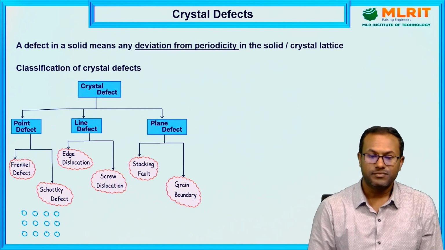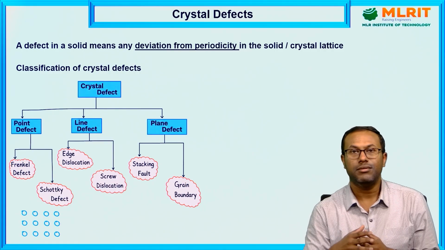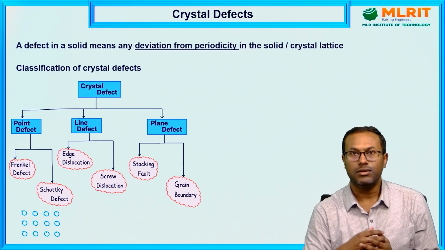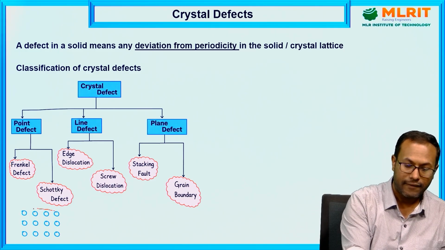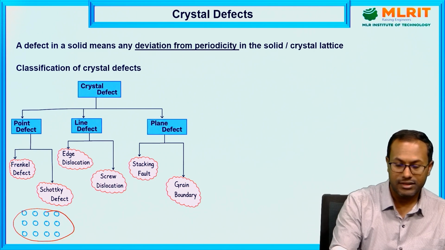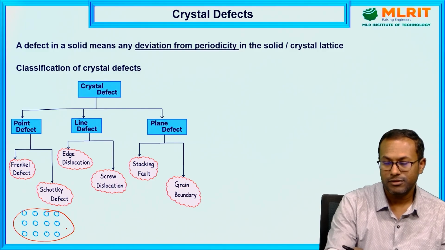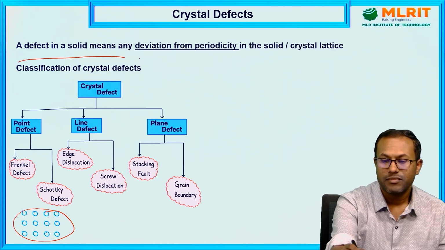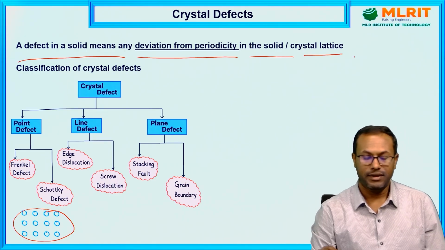We know a crystal consists of a regular and periodic array of points which contain atoms, ions or molecules. This is a crystal structure. Suppose there is some irregularity or some deviation which breaks the periodicity of the crystal structure. That's called a defect in a solid, meaning any deviation from periodicity in the solid or crystal is called a defect.